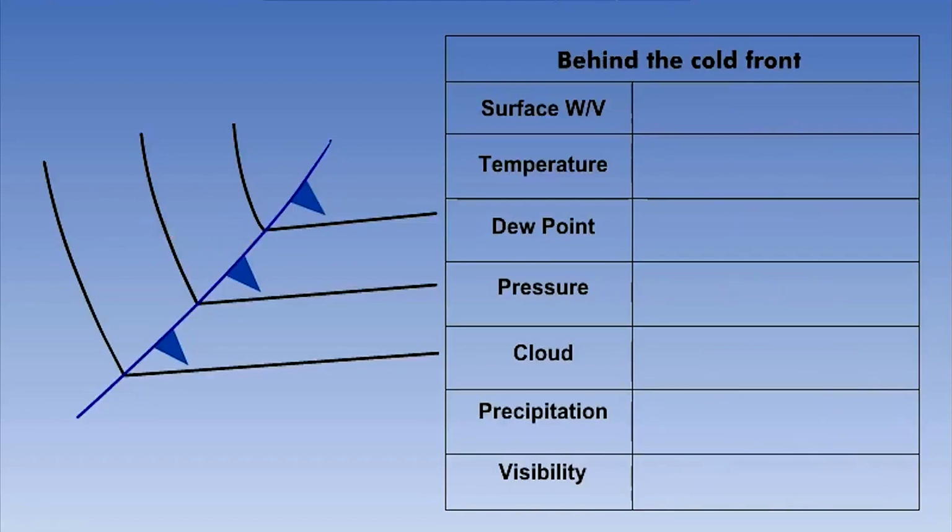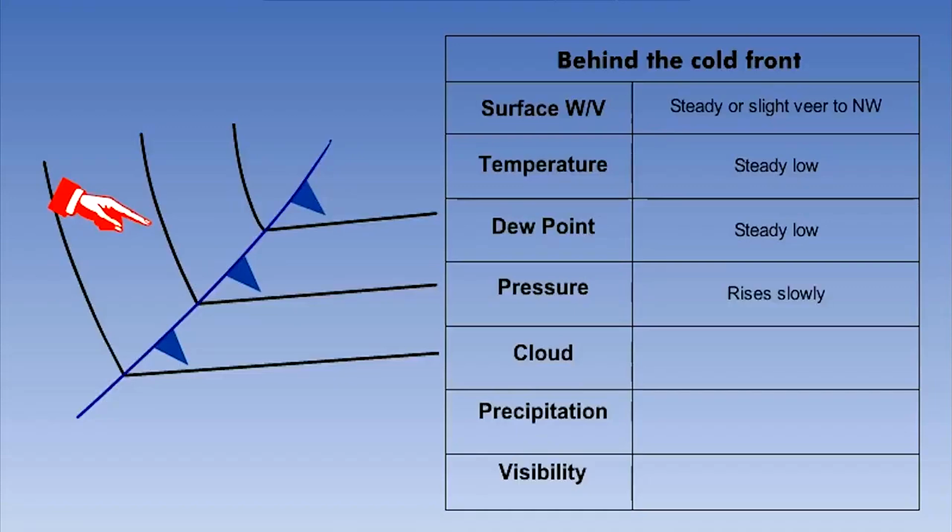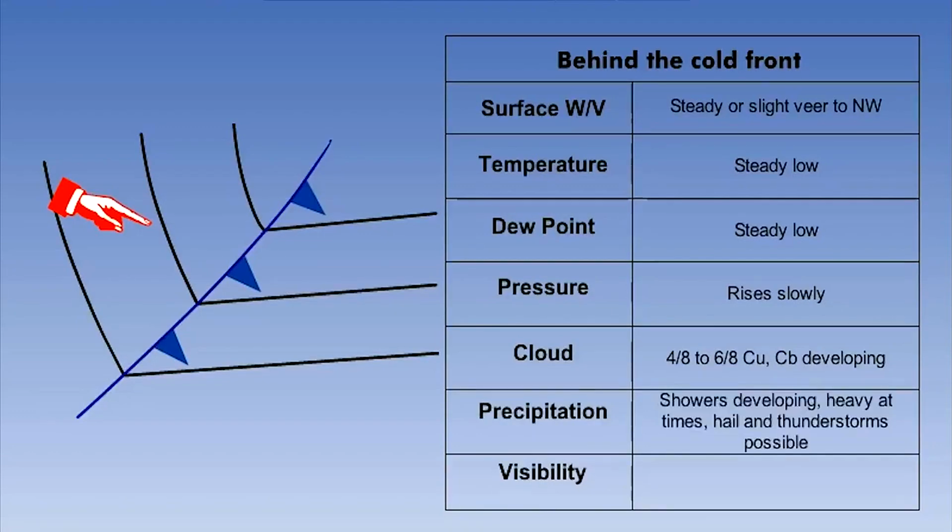Behind the cold front, the wind will steadily veer slightly more to the northwest in the northern hemisphere. The temperature will be steady or quite often will rise depending on the time of day. The dew point will be steady and low. The pressure will continue rising but at a slower rate. The layer cloud will clear and convection will start with tall cumulus and cumulonimbus towers forming. Precipitation will develop, becoming perhaps moderate or heavy in intensity. The visibility will become very good but will fall during the showers.